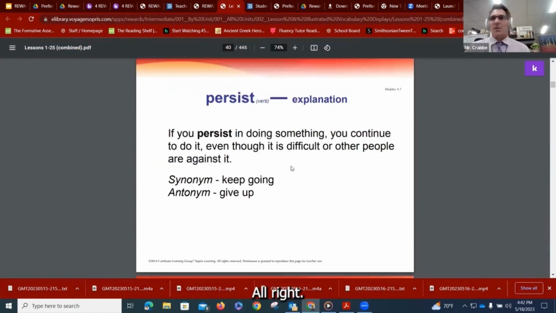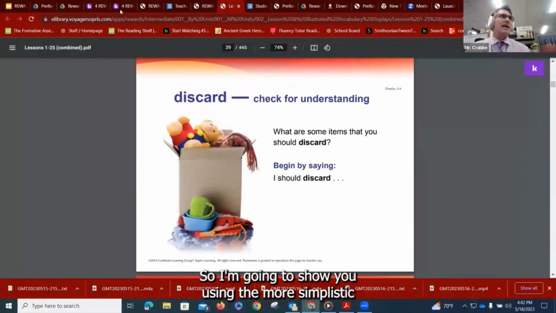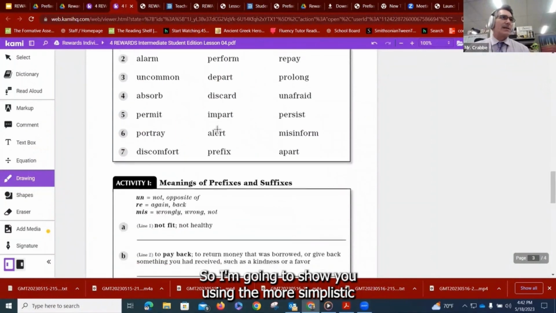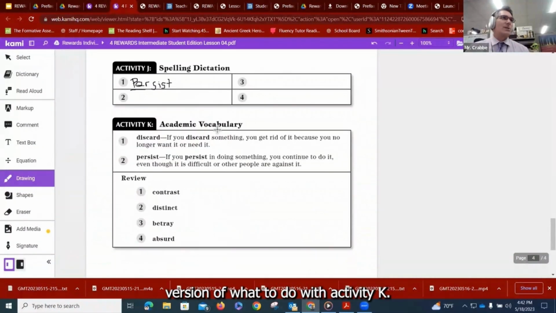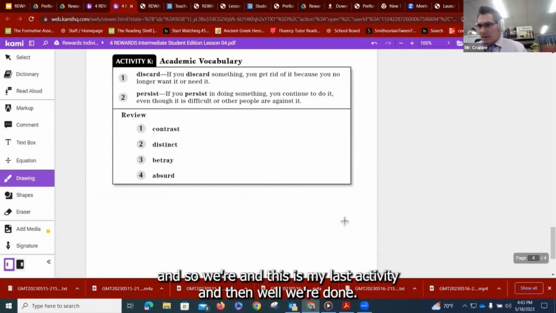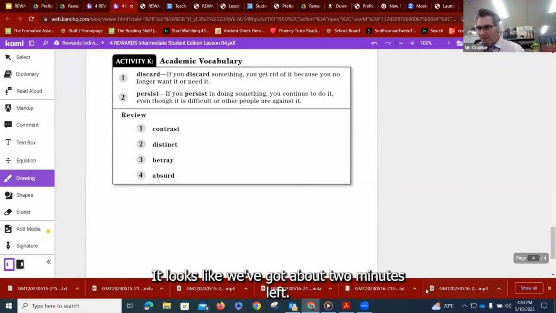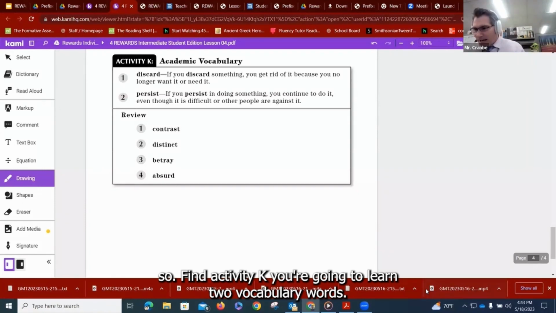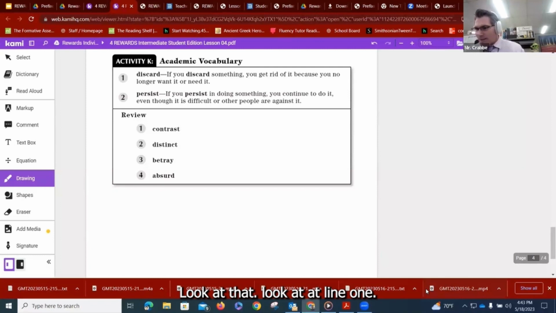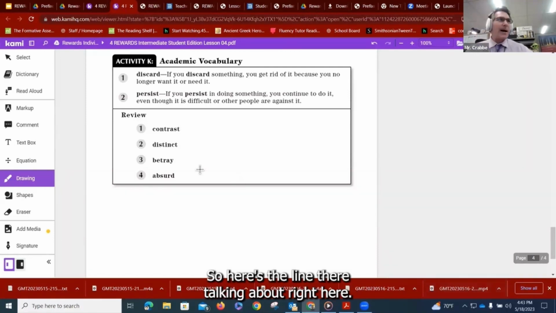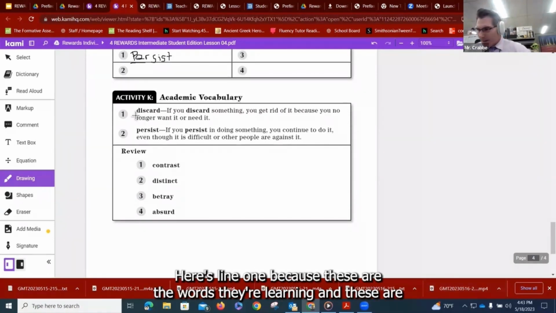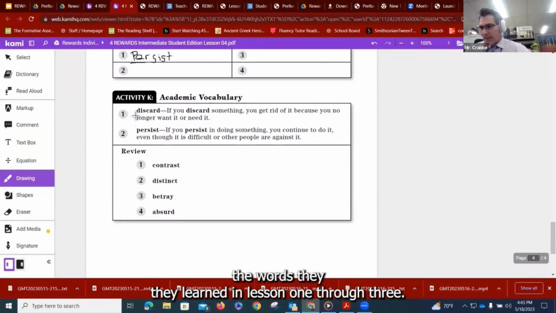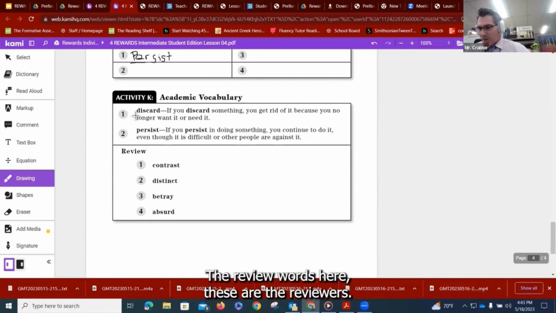All right, so I'm going to show you using the more simplistic version of what to do with activity K. This is my last activity, and then we're done. It looks like we've got about 2 minutes left. So find activity K. You're going to learn 2 vocabulary words. Look at line 1. So here's the line they're talking about right here. Because these are the words they're learning, and these are the words they learned in lesson 1 through 3, the review words.